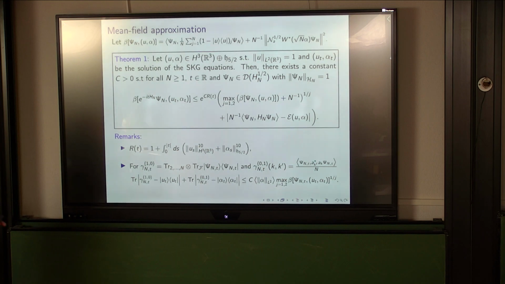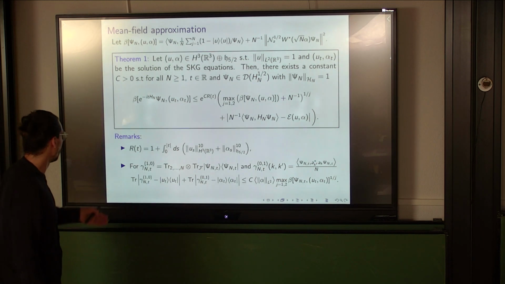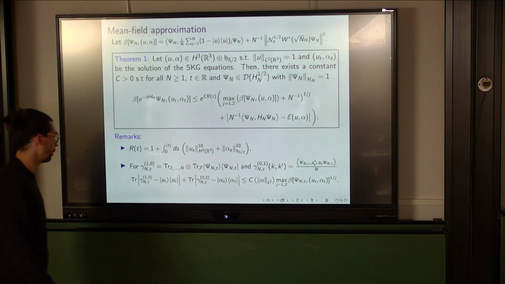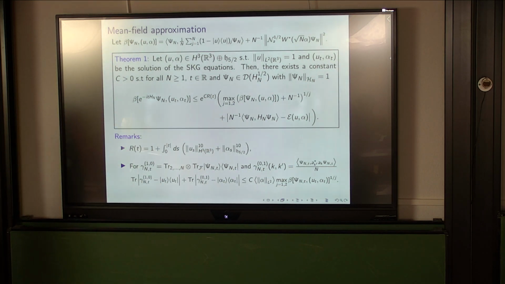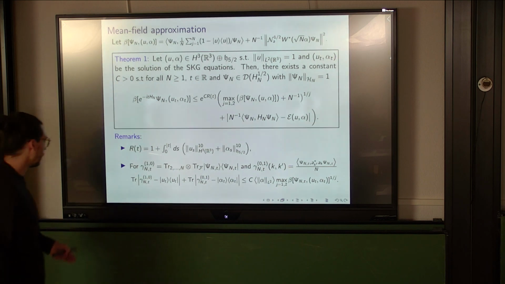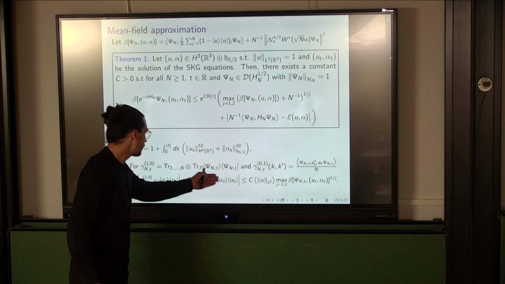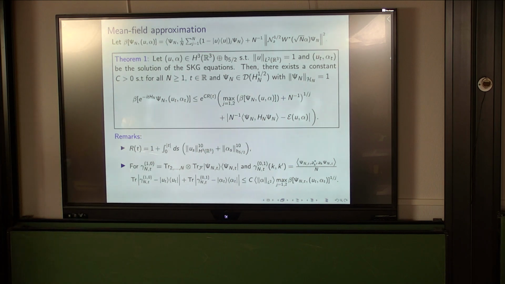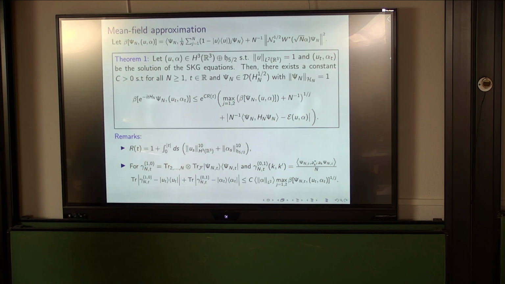So for suitable initial states, we then see that the one particle reduced density matrix converges onto the projector of the condensate wave function, and such that the reduced density of the field can be approximated by this classical mode function. Okay, next I would like to discuss for which kind of initial states this is a good statement.